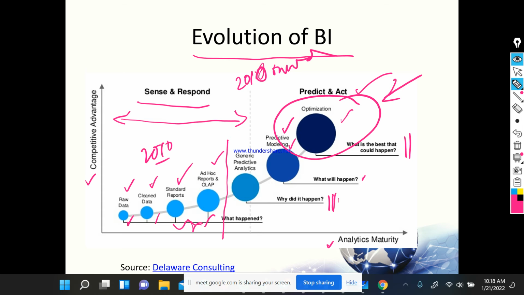Sir, can you repeat the last sentence again? Yes. Like, what are we trying to achieve here by minimizing time?